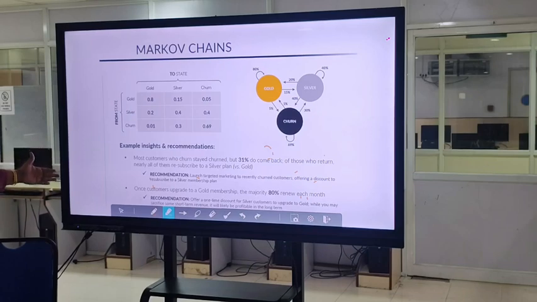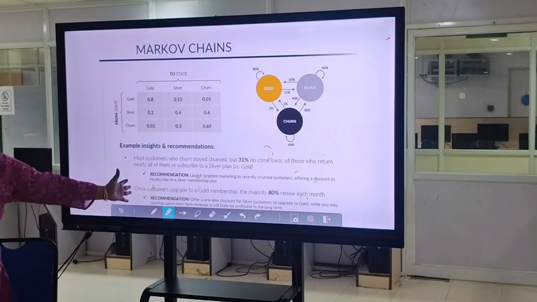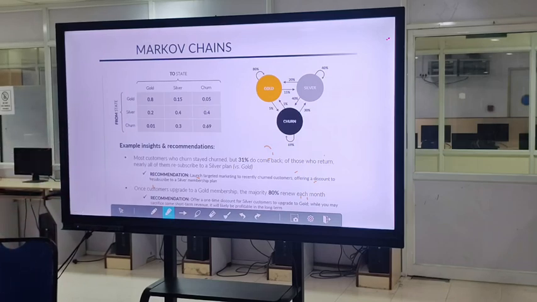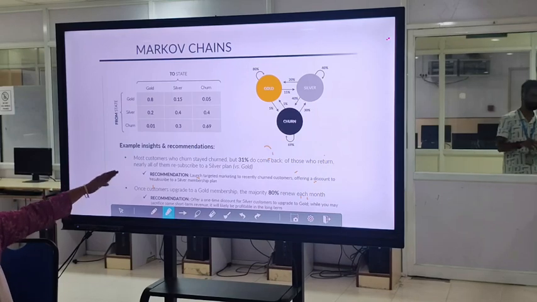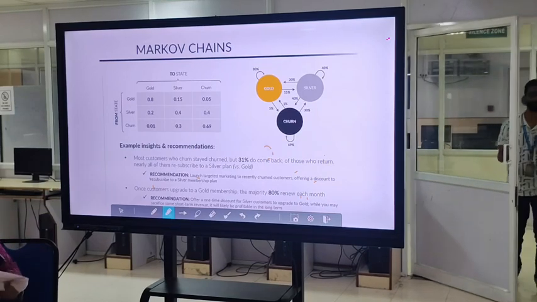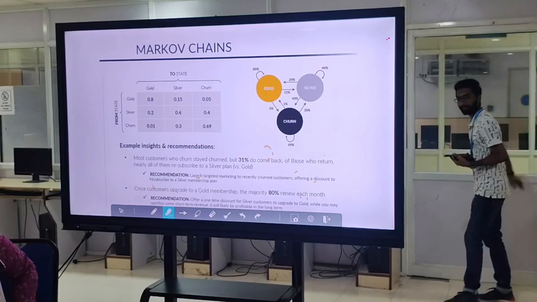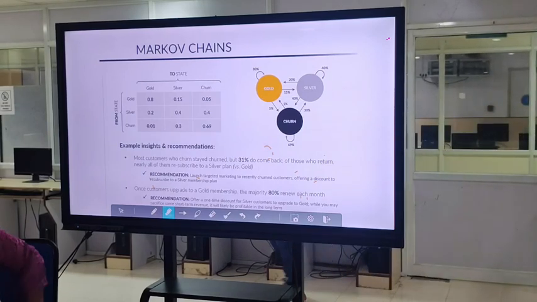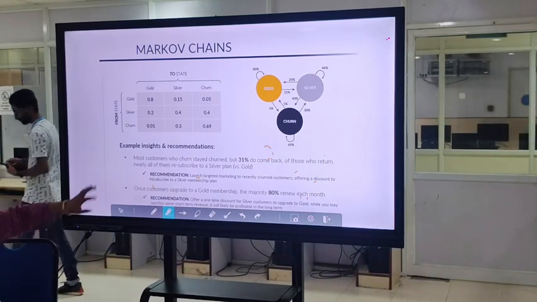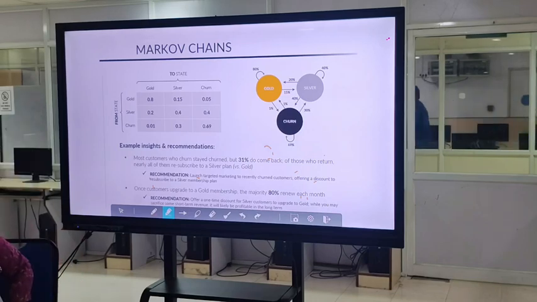So some of the things that we can do is a recommendation, based on what we have currently. Example, insights and recommendation. So what are the example insights and recommendation? The major things they are telling are two things here. Most customers who churn stay churned, but 31% do come back. Of those who return, what did they identify? Of those who are coming back, nearly all of them resubscribe to the silver plan versus gold.